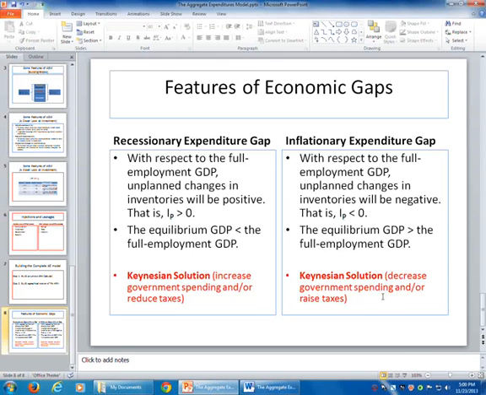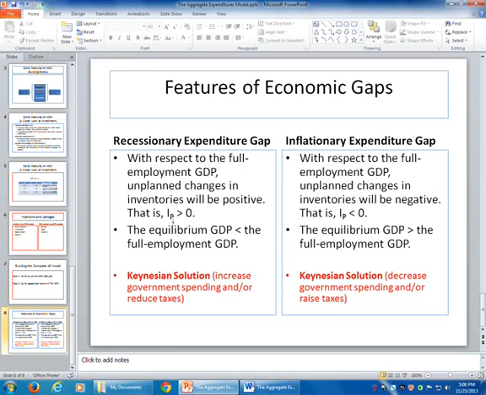If you raise taxes, income drops, consumption drops. And you want consumption to drop enough so that aggregate expenditure will drop enough to where aggregate expenditure will coincide with real GDP at full employment. So we'll look in chapter 30 at exactly how much to change government spending, exactly how much to change taxes, so as to get rid of the recessionary expenditure gap and the inflationary expenditure gap.